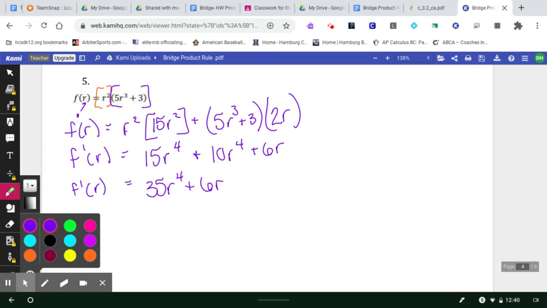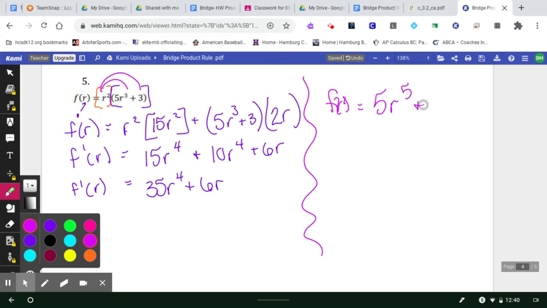And we're done. Now again, did you have to use product? Well, I think you could have rewritten this f of r, and taken this r squared and distributed it through. So it would be 5r to the 5th plus 3r squared. And now look how simple that derivative is. Just derive that function.